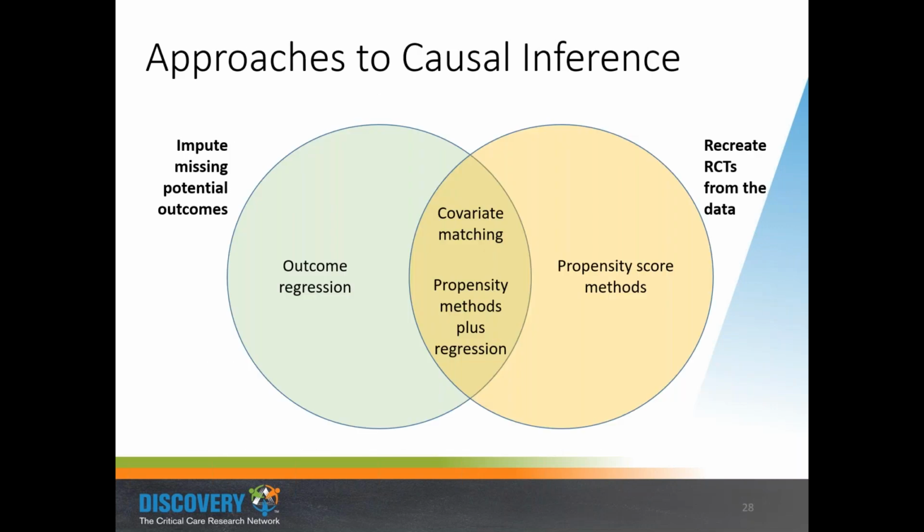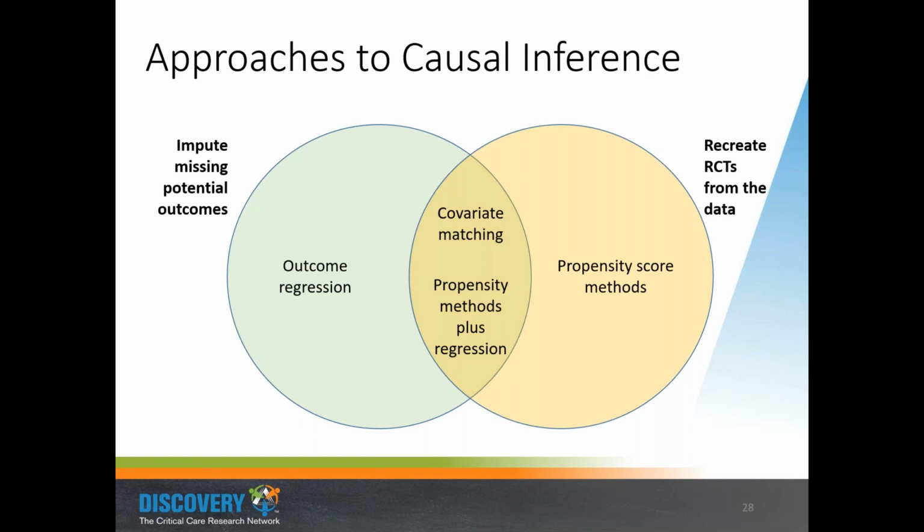So let's summarize all of that. I like to think about two approaches to causal inference in the point treatment setting. One is where you impute the missing potential outcomes, and the other is where you just recreate randomized clinical trials, or you find mini randomized trials within the data, and so you don't need to impute, you can just ignore those missing values. And then there are also methods where you do both.